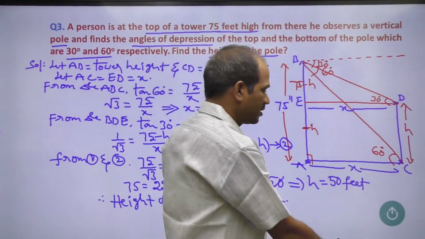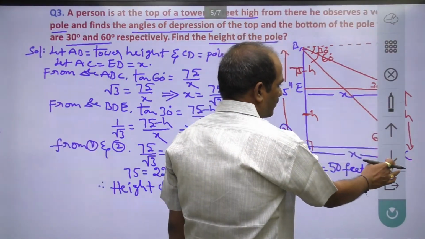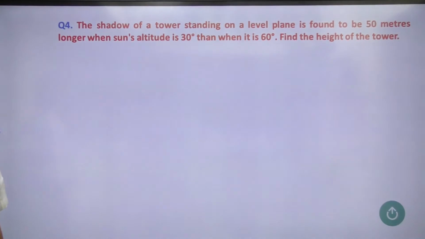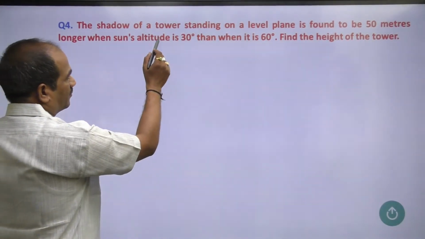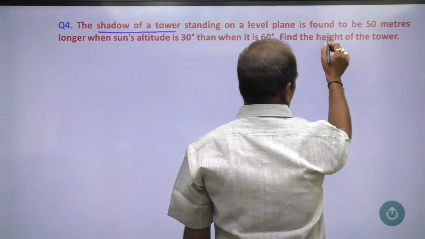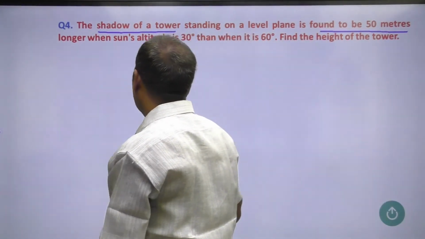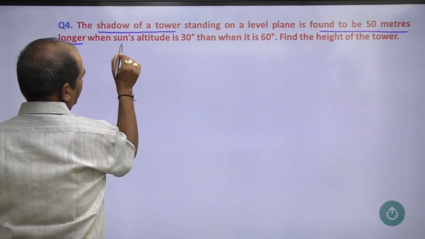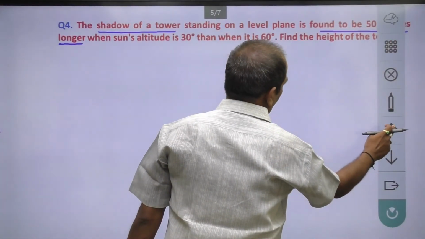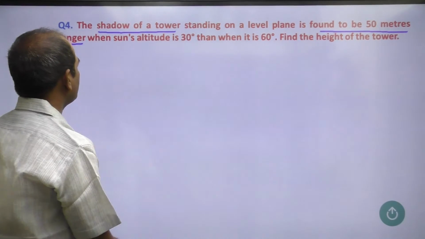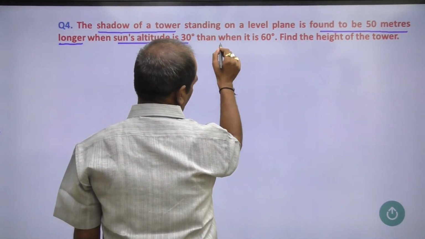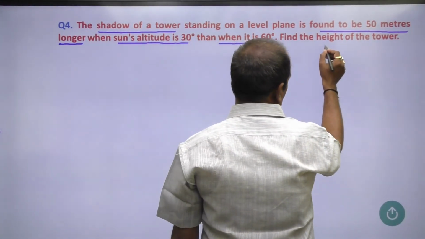Right, next problem. In this next question: the shadow of a tower standing on a level plane is found to be 50 meters longer when the sun's altitude is 30 degrees than when it is 60 degrees. Find the height of the tower.